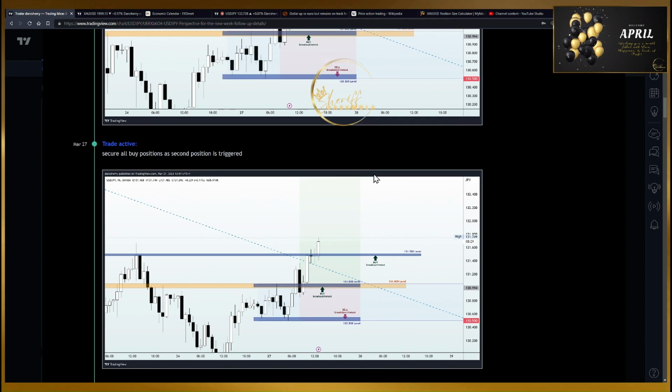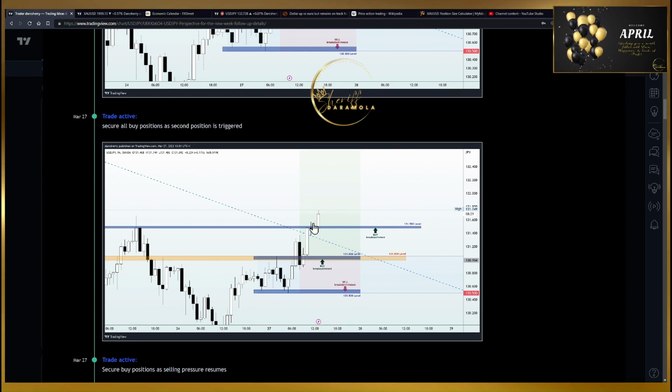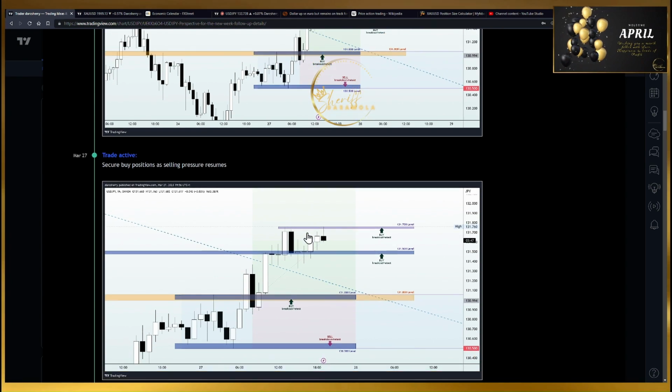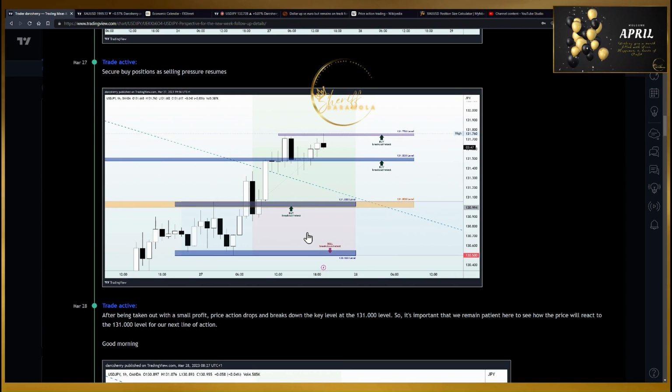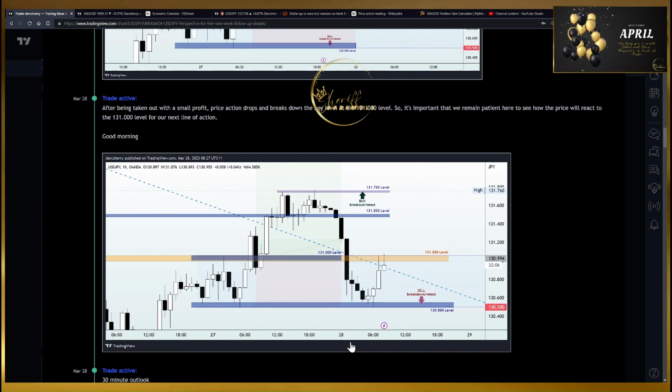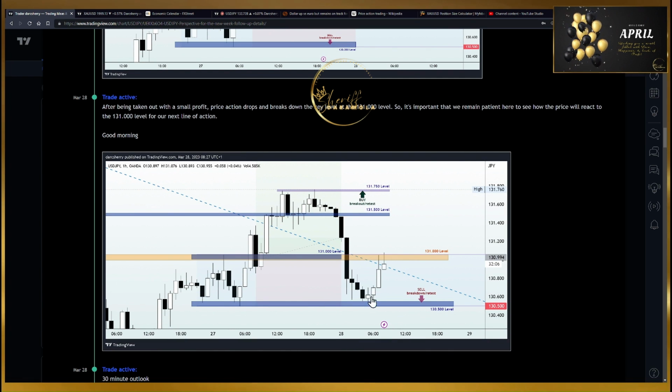And we continued to look forward to that, and we saw the breakout of that structure later on during the New York session on that day. We secured our position. We began to see some selling pressure resume at that point, and we saw how price action dropped significantly back around that area between the 131 and the 130.50 area where price action actually started the week.